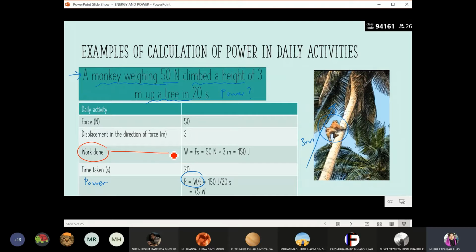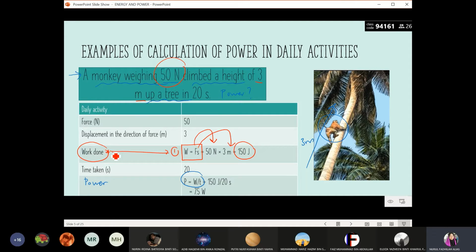So first you calculate work done. How do you calculate work done? Just now we learned that work done equals F times S. Here this is the force, 50 Newton. And do you know the displacement? The displacement is 3 meters, given. So this is 150 joule. This is the work done.